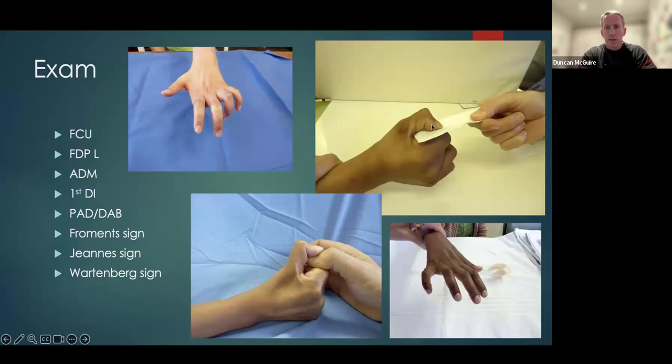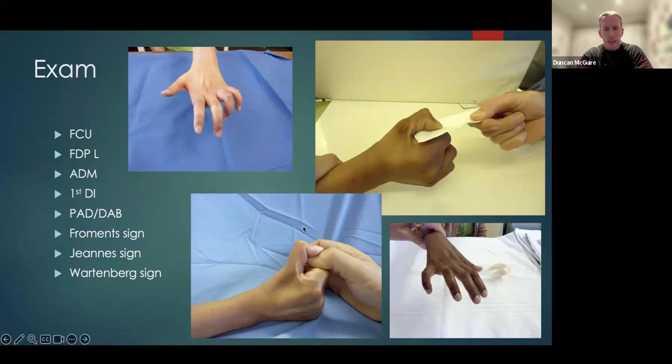So Froment's is this picture on the right. When you ask a patient to pinch a piece of paper, a normal hand would use the adductor pollicis to pinch the paper between the thumb and the index finger. But in ulnar nerve palsy, you don't have adductor pollicis, so you need to make a plan with something else. What they do is gently pronate their thumb, and then they use the FPL to flex and hold that piece of paper. So that's a Froment sign.